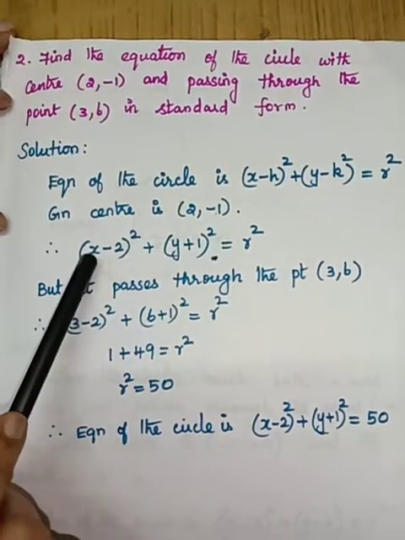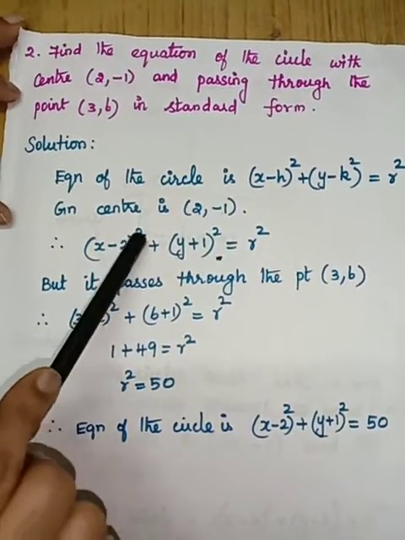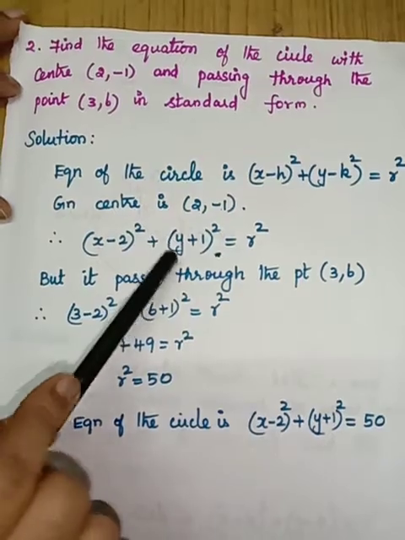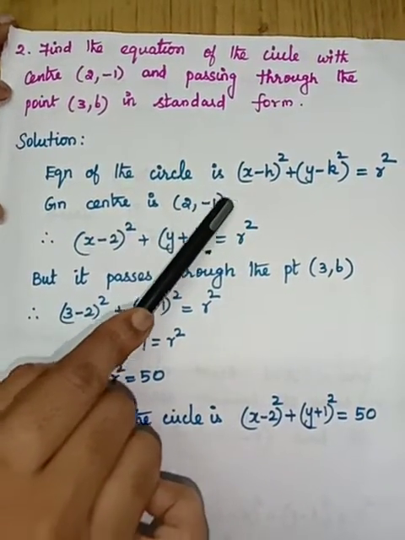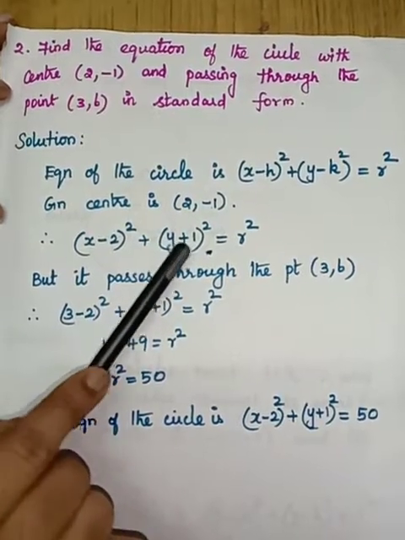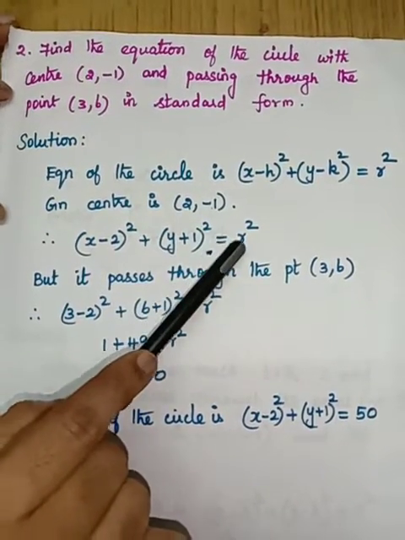Substitute in this formula. So x minus 2 the whole square plus y, the formula itself has minus, and here you have minus 1. So minus of minus 1 is plus 1. The whole square is equal to r square.